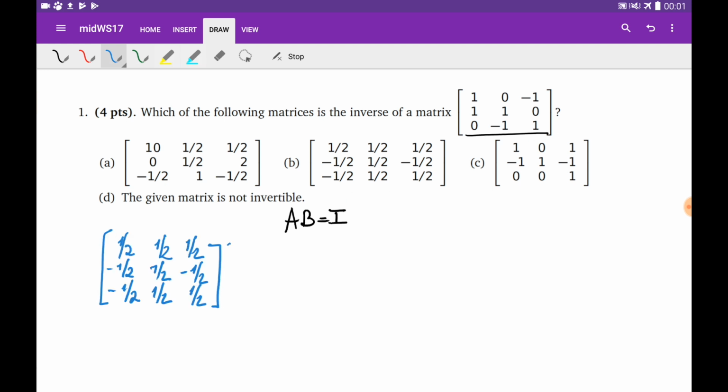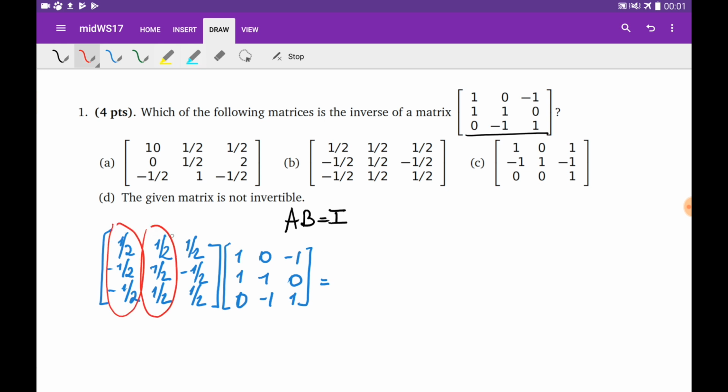I have to multiply this by the given matrix, which is 1, 0, minus 1, 1, 1, 0, 1, 0, minus 1, and 1. I'm going to multiply these two matrices as a linear combination of the columns of the first matrix, where I multiply these 3 columns by the coefficients from the second matrix. The first column tells me that I just need to sum the first 2 columns. If I sum them, I obtain 1 over t plus 1 over t is 1, minus 1 over t plus 1 over t is 0, minus 1 over t plus 1 over t is 0.